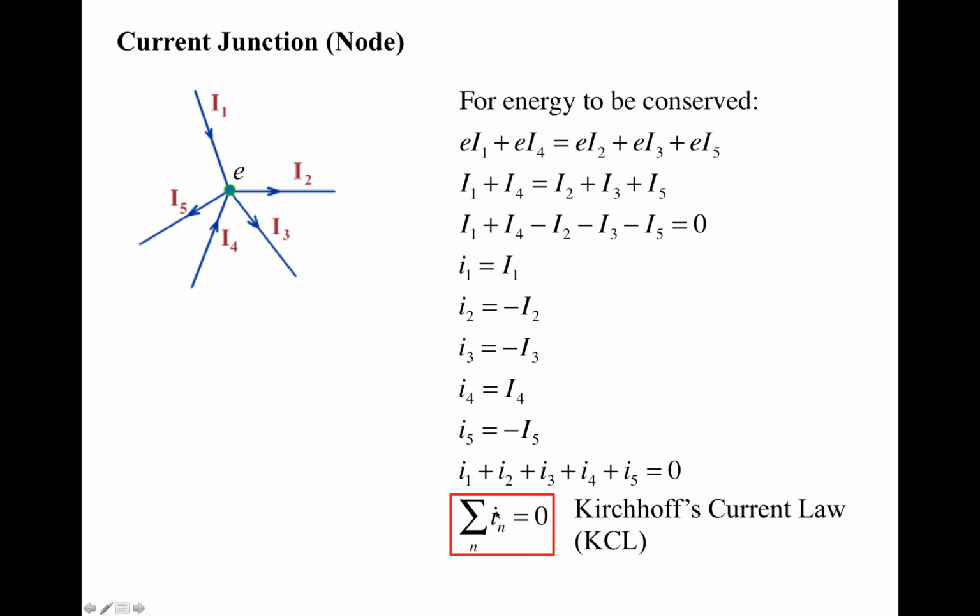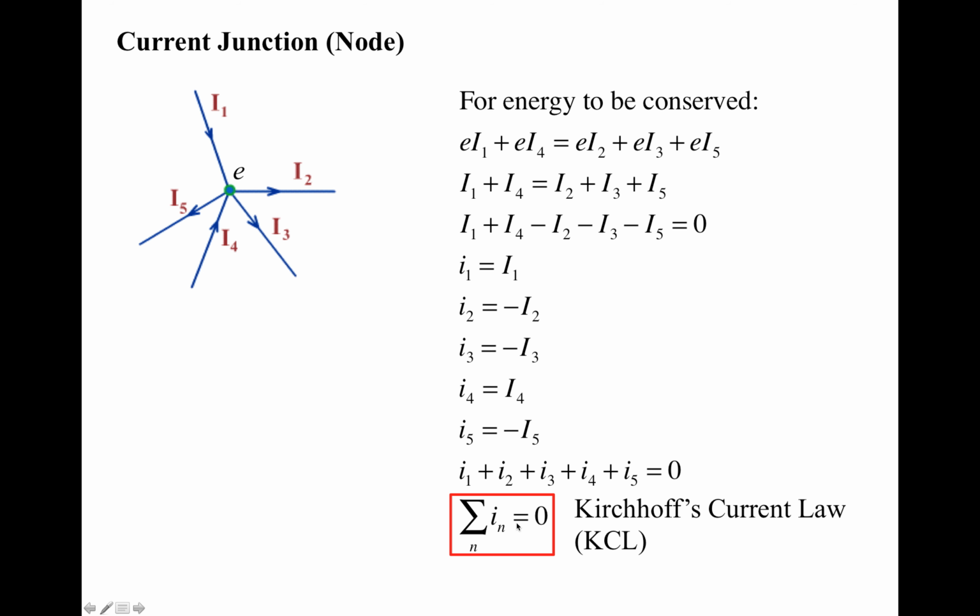And this result can actually be generalized to any number of branches. It doesn't have to be just 5 branches. It can have an arbitrary number of branches. So Kirchhoff's current law, or KCL, basically says that at a node, or at a current junction, the summation of currents from all branches equals 0 if the directions of the currents are taken into account in the signs of those currents.